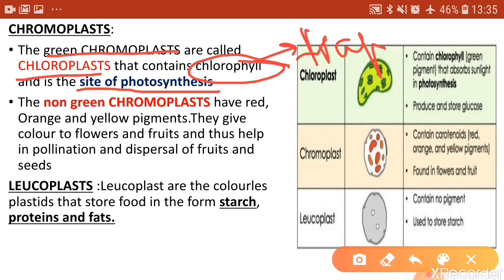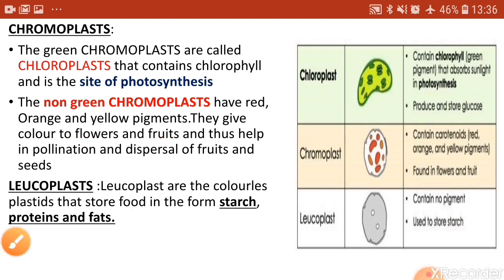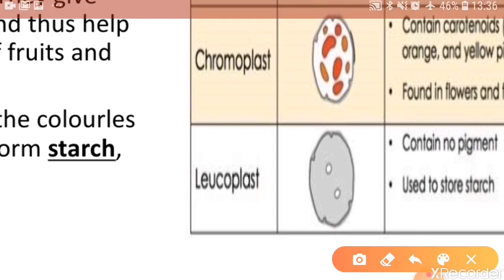The other type of chromoplasts are the non-green chromoplasts. These have red, orange and yellow pigments, and their function is to give color to the flowers and fruits. The tomatoes are red in color, or the petals of flowers have yellow and various other colors, because of the presence of chromoplasts in them. These chromoplasts in fruits and flowers help in pollination and dispersal of fruits and seeds.